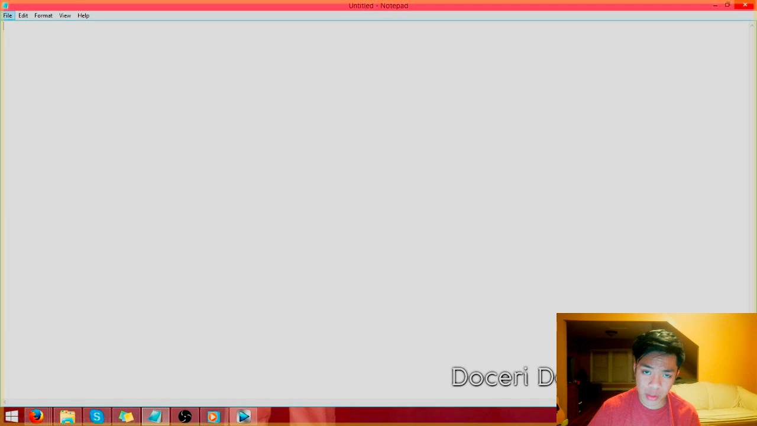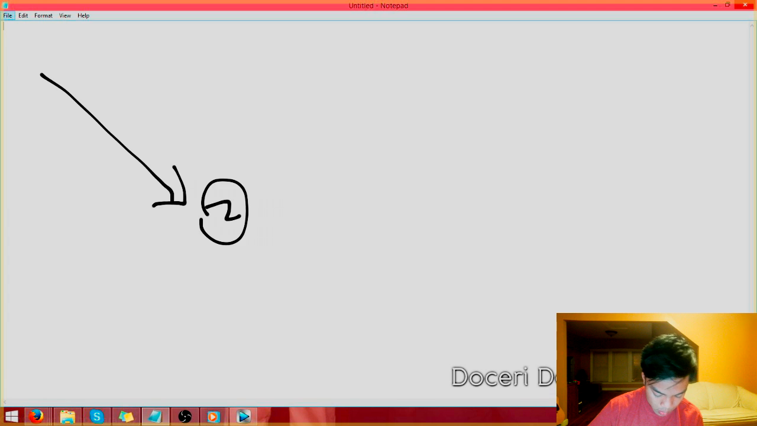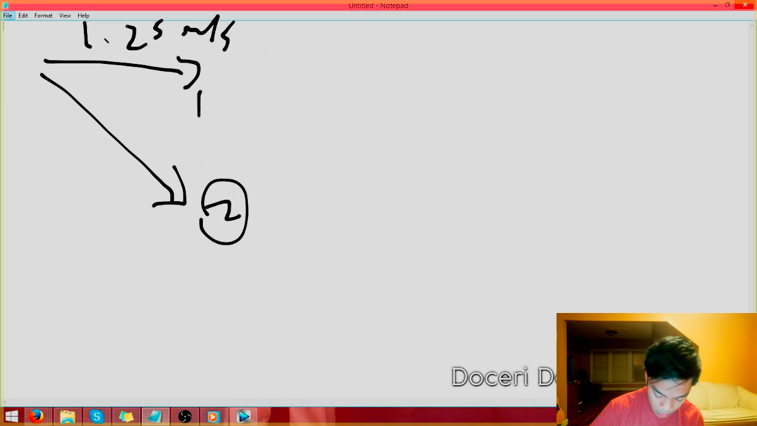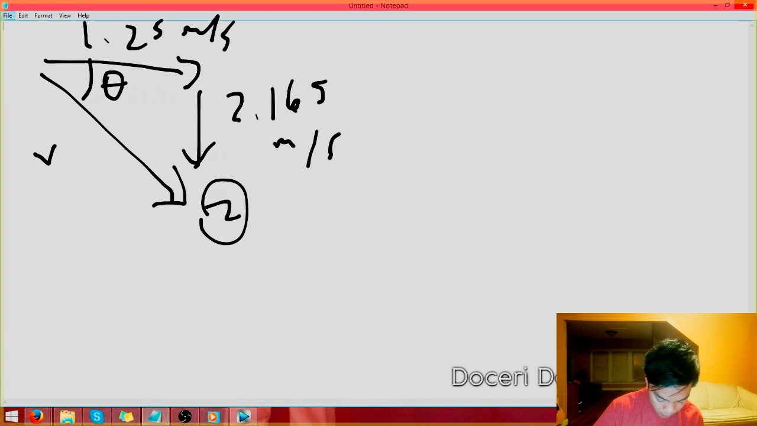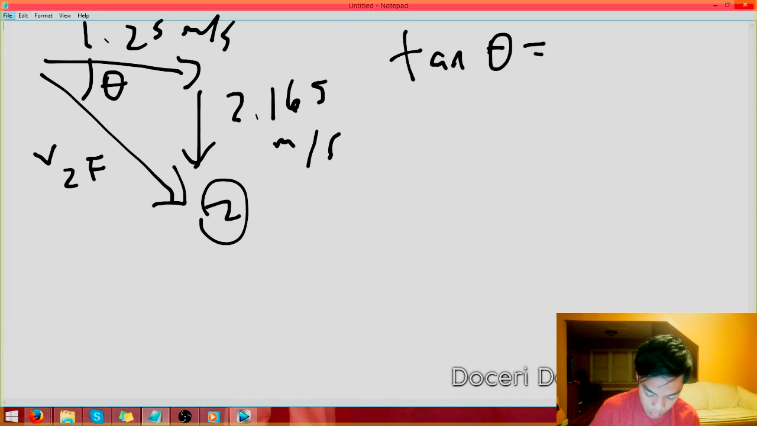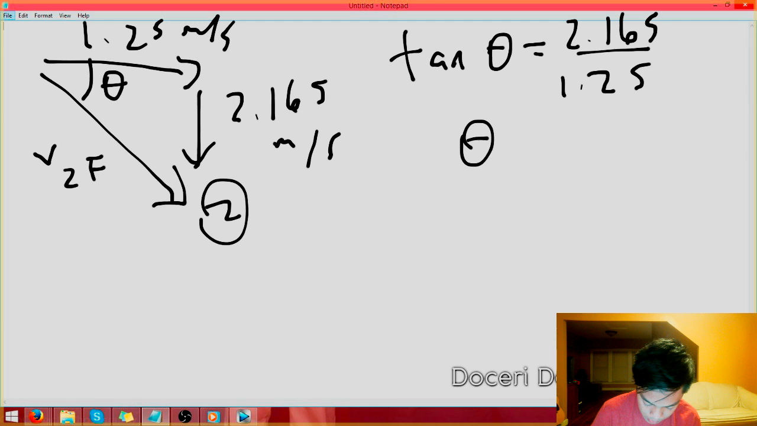So now we know the components for ball 2 after the collision. We're going to draw it out. This is how ball 2 moves. The x component is 1.25 meters per second, and the y component is 2.165 meters per second. We're solving for theta and for v2. So now we're going to solve for theta. We're going to use tan for theta. Theta equals opposite over adjacent, so 2.165 over 1.25. Theta comes out to be 60 degrees.